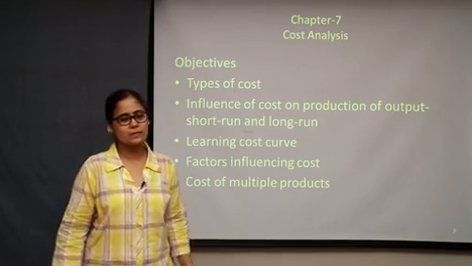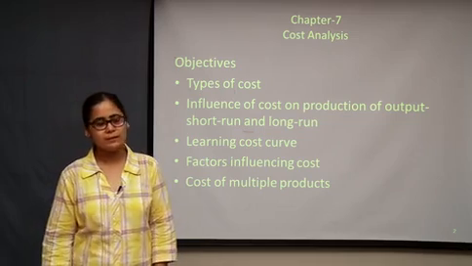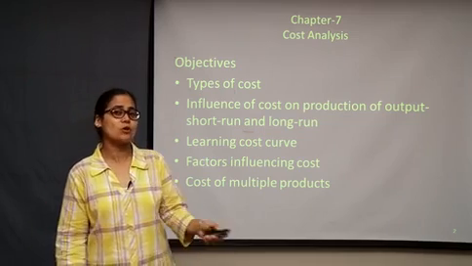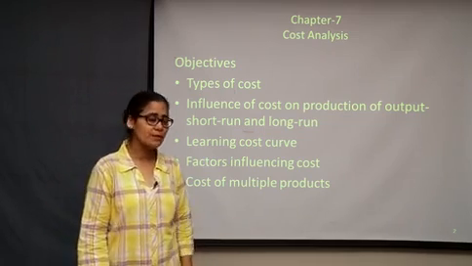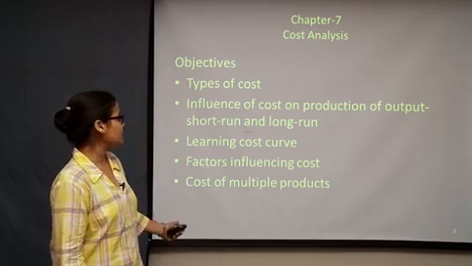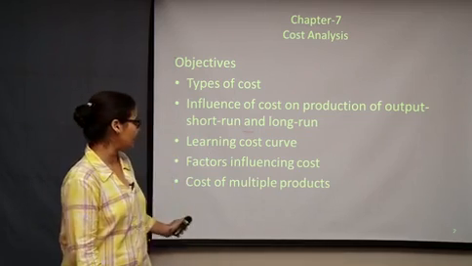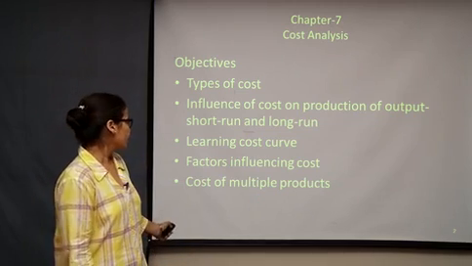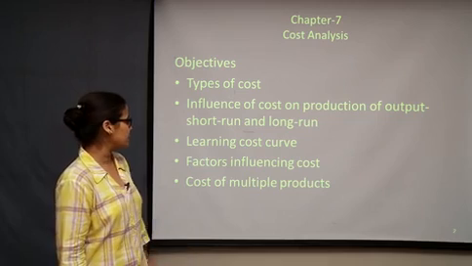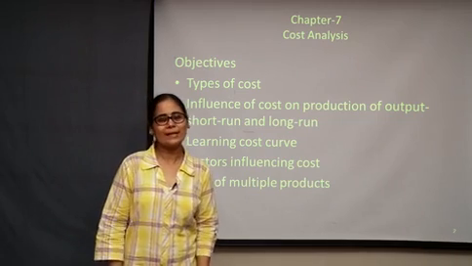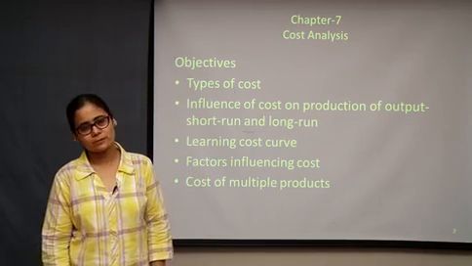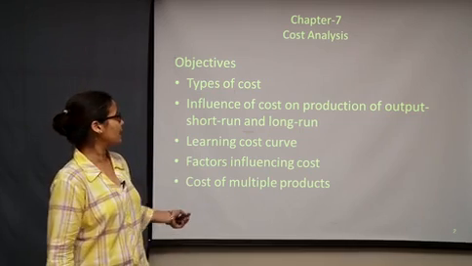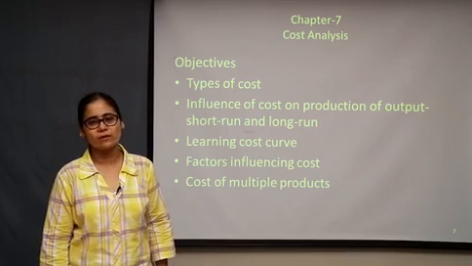of the output, that is the production or output level, which you can also say as finding the least cost output level. You will be learning a special part of cost called the learning effect on cost, titled the learning cost curve, moving to factors influencing cost, and finally winding up with cost of multiple products. So these are the main objectives on which our chapter will revolve.